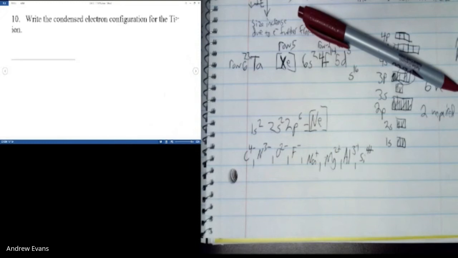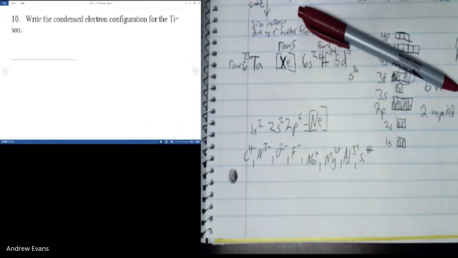1s2, 2s2, 2p6, 3s2, 3p6. Here's row 4, 4s2, 3d2. All the way, row 3 is argon. So the condensed electron configuration for titanium is argon, 4s2, 3d2. That's just titanium neutral, titanium 0.